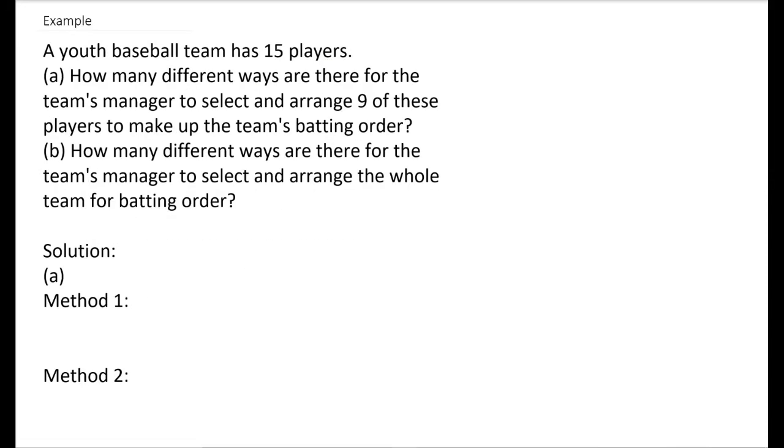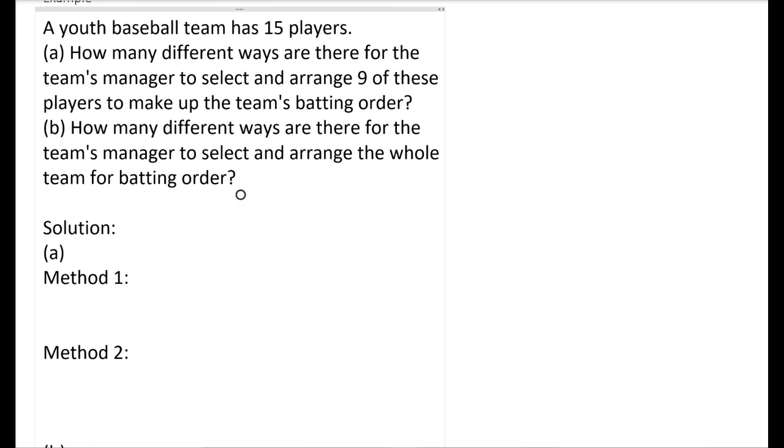All right, so a youth baseball team has 15 players. How many different ways are there for the team's manager to select and arrange 9 of these players to make up the team's batting order? And then part B is how many different ways are there for the team's manager to select and arrange the whole team for batting order? So let's look at part A.